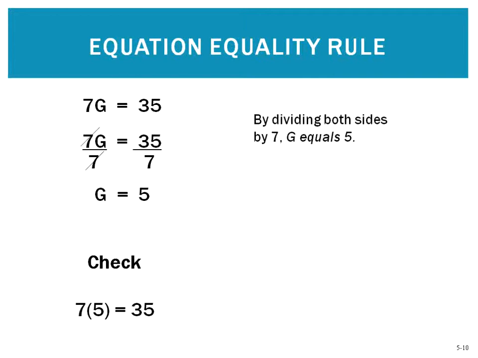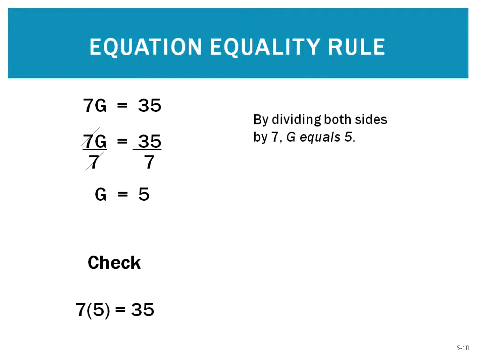So 7g is equal to 35. Remember, anytime there's a letter and a number right next to each other, it means they're multiplied. So 7g is 7 times g. Okay? So 7 times g is equal to 35. Remember, now we want all the letters on the one side and all the numbers on the other side. So we divide the left by 7, just using the cancellation technique that we learned. Cancel 7 from the top and 7 from the bottom.